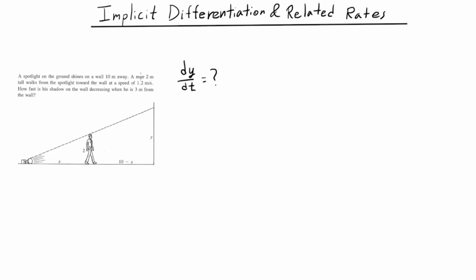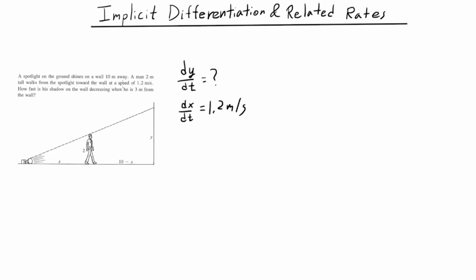Then if we read further, the man is going to be 2 meters tall, and that's not going to be changing, so I don't think I'm going to write anything down about that. Over here, he's walking at the speed of 1.2 meters per second, and every time he walks, x is increasing, which means I can see that walking speed of 1.2 meters per second as the equivalent of dx over dt, like this.